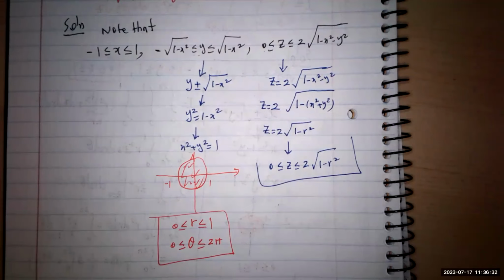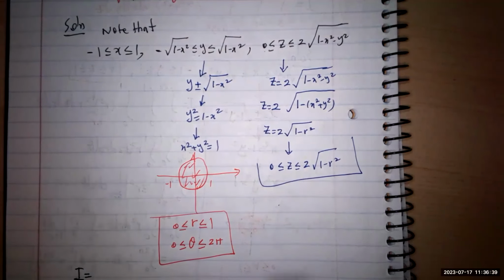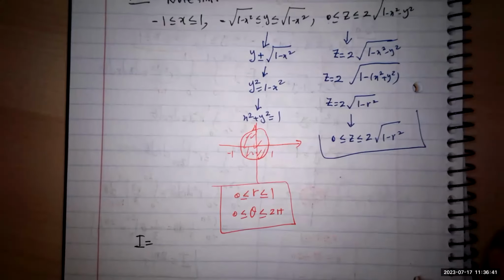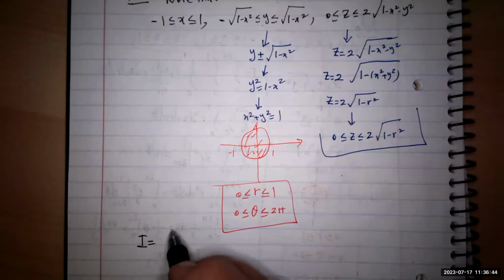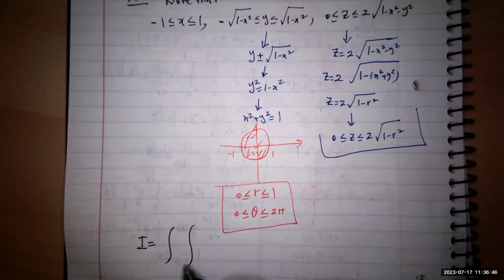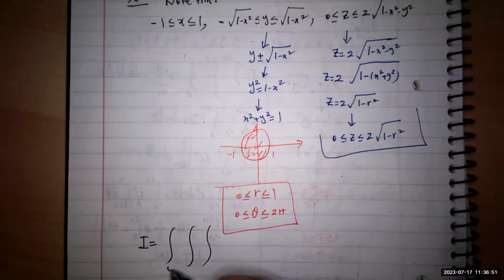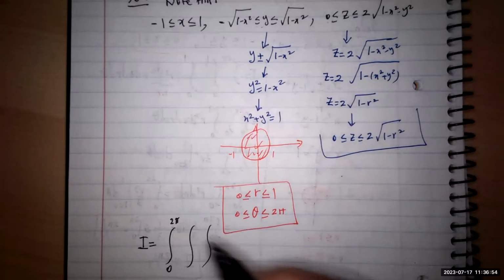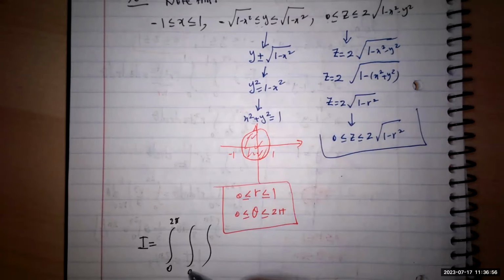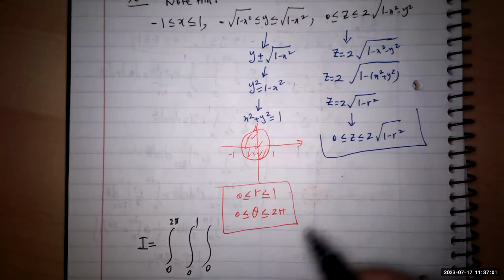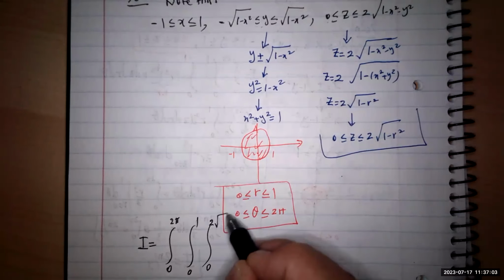Okay, so set up the integral. We call it I as usual, not to repeat it. So let's see what we have. Then we have a triple integral. If you want to do theta from 0 to 2 pi, we do it last. In the middle, we do the r. And we start with the z, which is going to be 0 to 2 square root of 1 minus r squared.